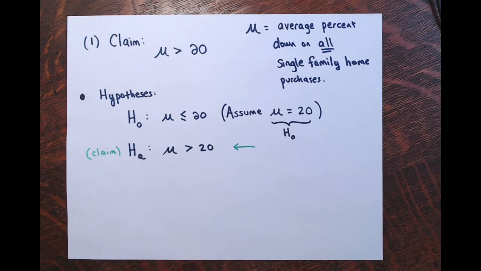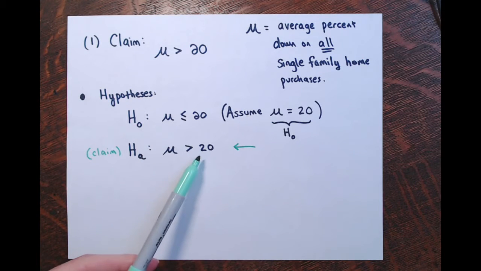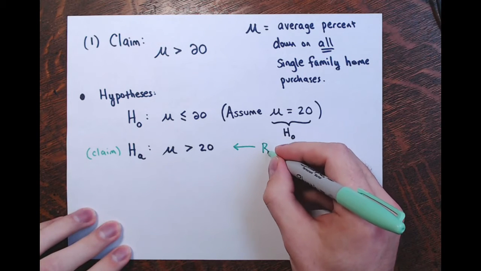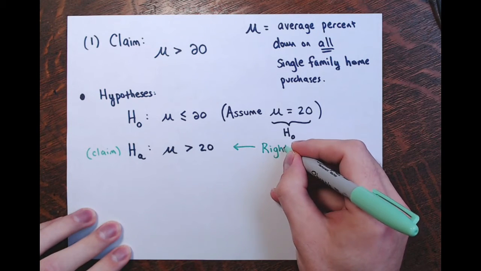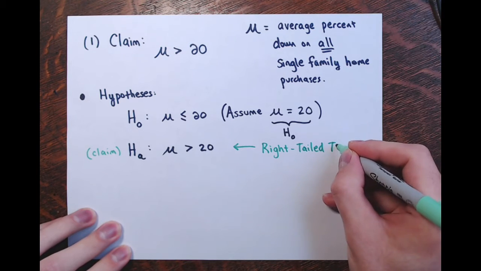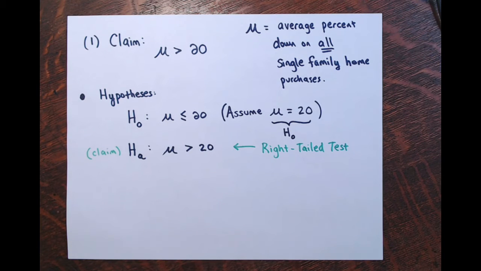We can also tell what kind of test we're performing based on how the alternative hypothesis looks. The parameter is greater than some value, so that would be a right-tailed test. So we're performing a right-tailed test, and one-tailed. So later when I go to find a critical value, there's only going to be one of them.